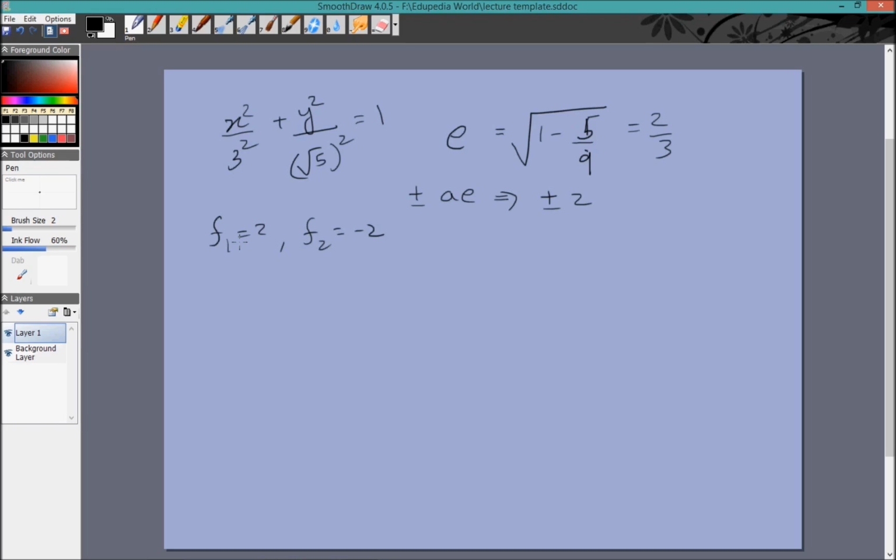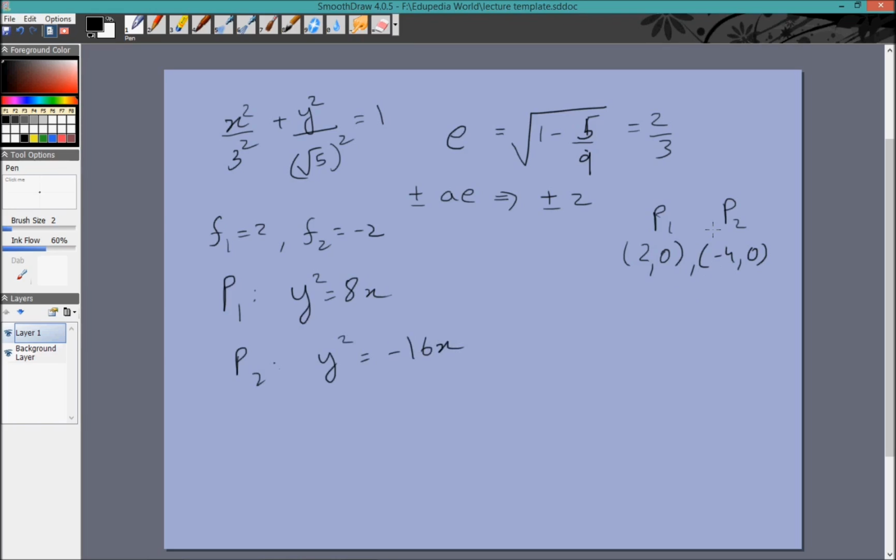Then we have two parabolas with the common vertex 0, 0 and foci at F1, 0 and F2, 0. That means the foci are at 2, 0 and minus 2, 0. These are two different parabolas, right? P1 and P2. So let's write the equations. P1, y square is equal to 4ax, that is y square is equal to 8x because a is 2 in this case, and for P2 it will be y square equals minus 8x, again 4ax where a is minus 2, right?